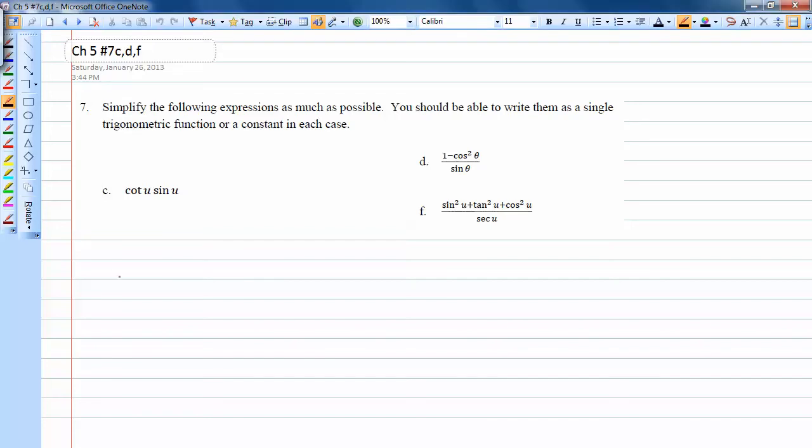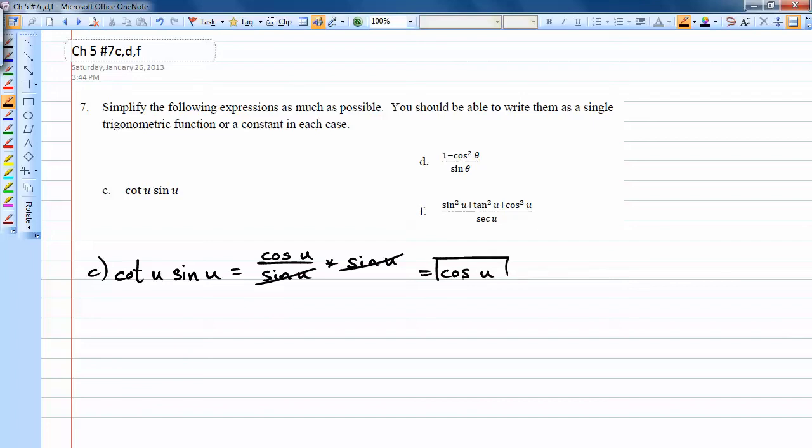So cotan theta, or cotan u, and sine u are multiplied together. There's not a whole lot you can do. One trick is when you get stuck, turn everything into sines and cosines, and then simplify. So in this case, this is going to turn into cotangent is cosine over sine. And then we're going to multiply this by sine u, and now it's pretty obvious that these will cancel, and you're just left with cosine u.